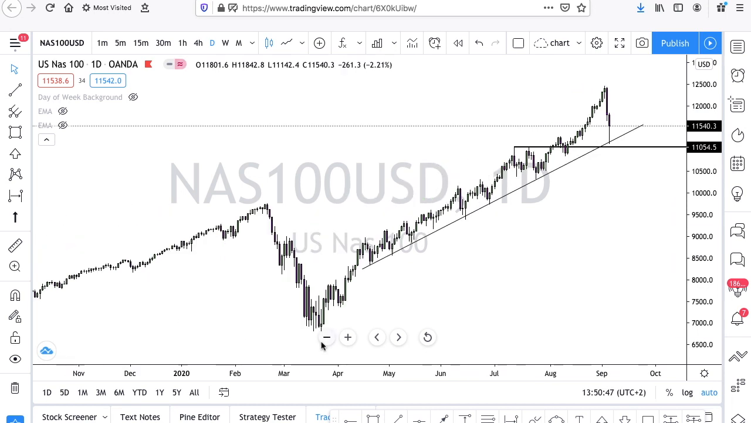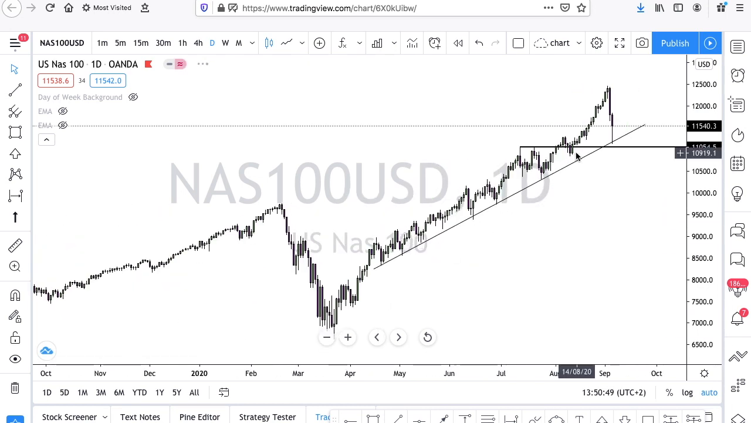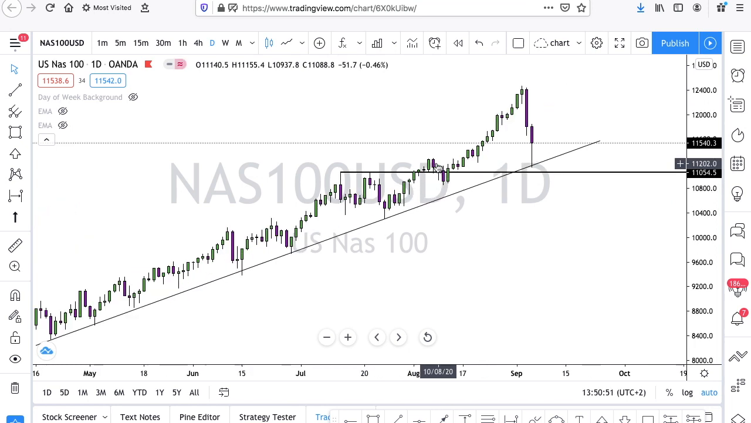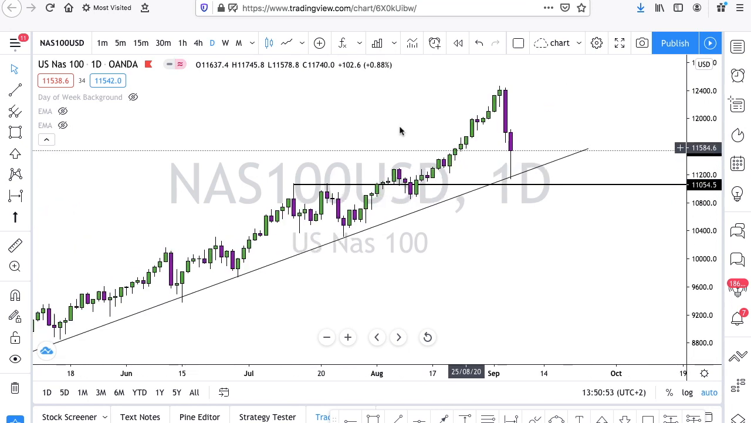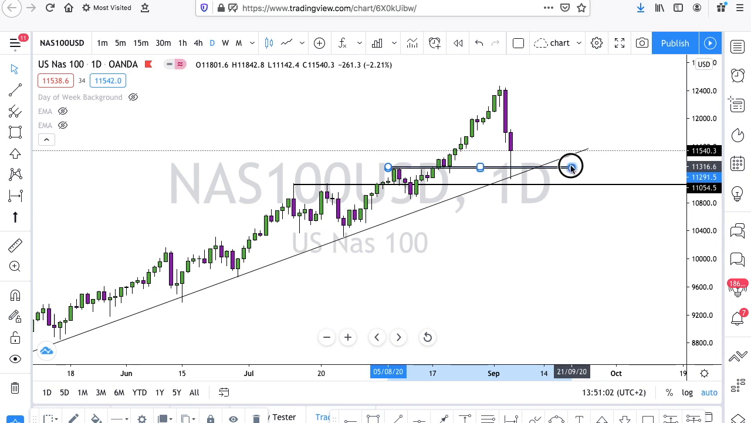So once you zoom out and see that, it's been finding support on this level. So what else am I seeing? I also see this level here. It's a strong level here. It's a strong level there. Then we jump into the H4.